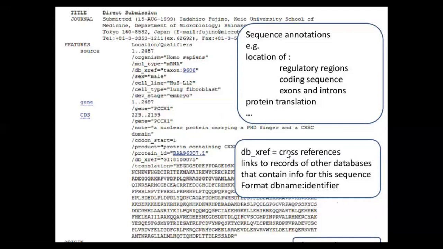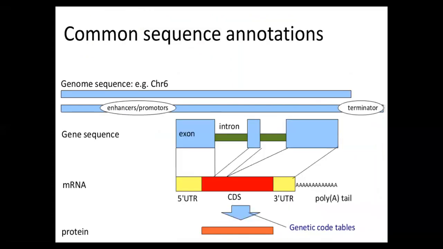So the cross references, links to the records of other databases, are also given here for the interested one to have a look at the whole information available on the web. So these are the common sequence annotations, as I previously mentioned. If this is the genome sequence or a gene, it would identify where the promoters are, where the terminator of that gene is, and which part of that is the coding region. So this is the coding region, starting from here to here.